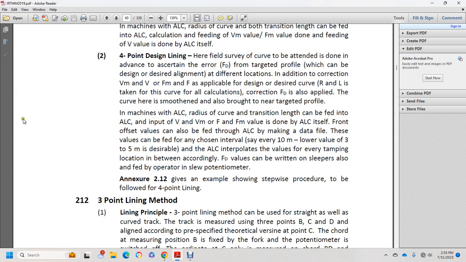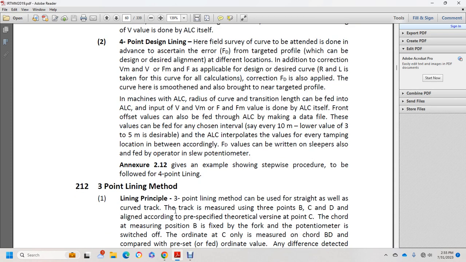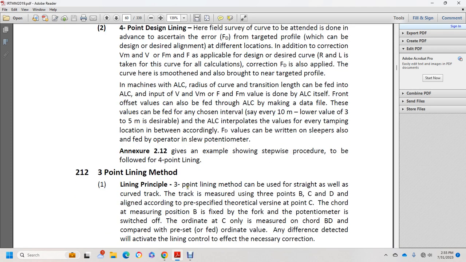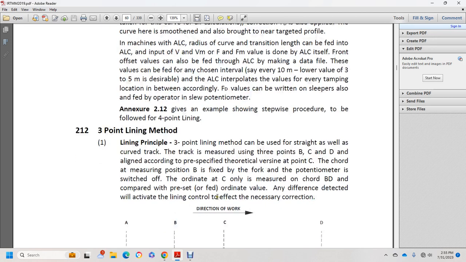Alright, 212, lining point method. The lining principle: the simple 3-point lining method can be used with the track for the curve track. The track is measured at the 3 points B, C and D, with the chord between B and D. The versine at point C is measured and compared with the preset ordinate value. If a difference is detected, the lining control is activated to effect the necessary correction.